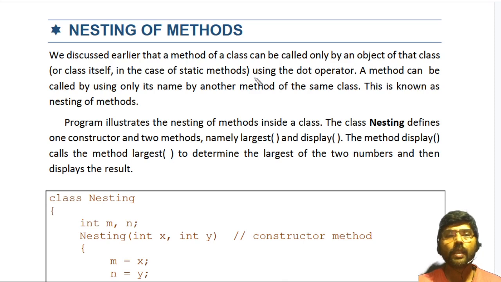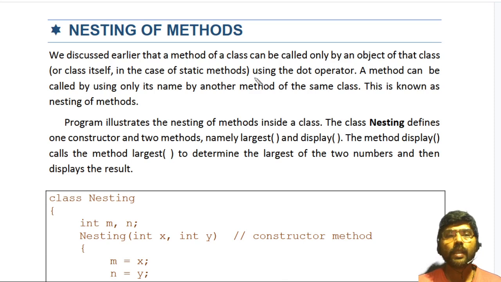A method can be called directly without using any object or class name and dot operator if that method belongs to the same class. The meaning here is I can call a method in another method if both the methods belong to the same class. This is known as nesting of methods.